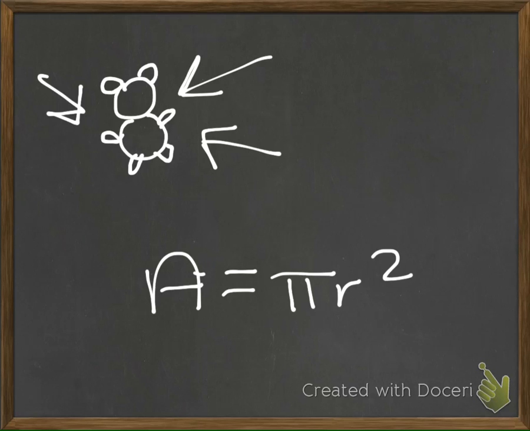Twinkle, twinkle, little star, circumference equals 2 pi r. Fuzzy Wuzzy was a bear, area equals pi r squared. Twinkle, twinkle, little star, circumference equals 2 pi r.